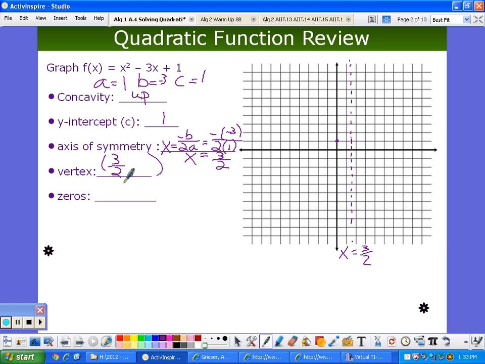Yeah? You could put the other point down. Oh, yes, I can. Thank you for reminding me. This axis of symmetry is my fold line. So if I do have a point that's 1.5 away to the left, I'm going to have another point that's 1.5 away to the right. So I get my point for free. I might as well put it in there.